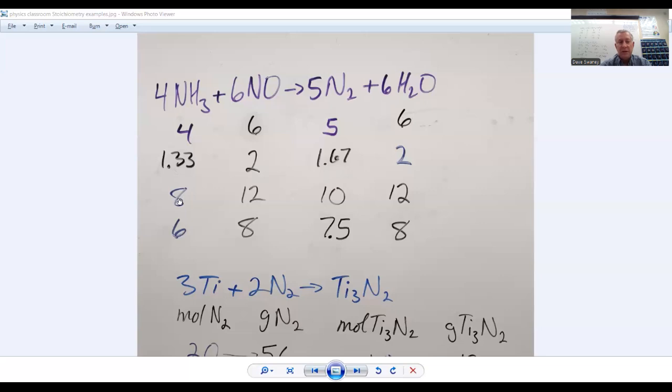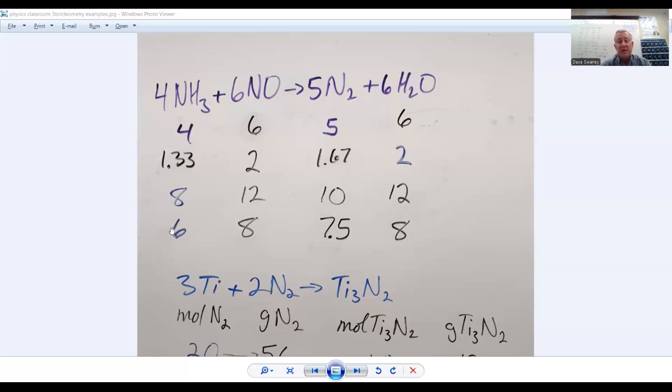Here's our given data. Now, instead of using 4, you're going to use 8. That's fine. You doubled the recipe here, so you need to double the recipe here. Double of 6 is 12, which will get you double of 5 and double of 6.